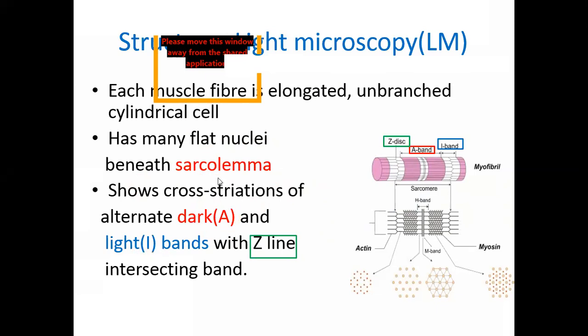If you feel confused about this, I said dark. The word dark, DAR, the second letter is A, so it's dark A band, and light, you remember I, so it's light I band. And there's a Z line, the intersecting band. So you have the dark A band over here and these are the light I bands, and the intersecting line is called the Z line. Again, this will be taken more in detail with physiology.